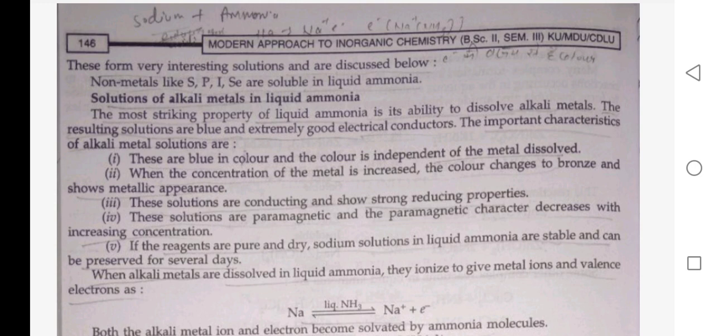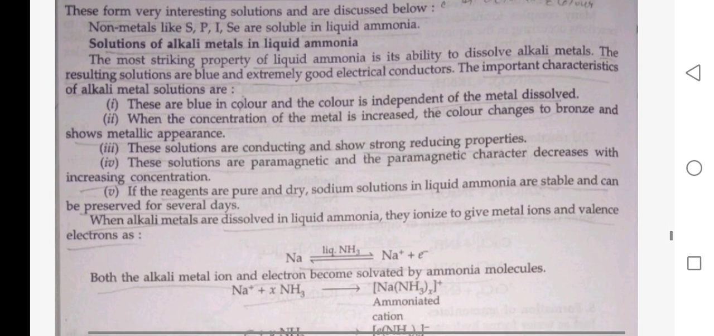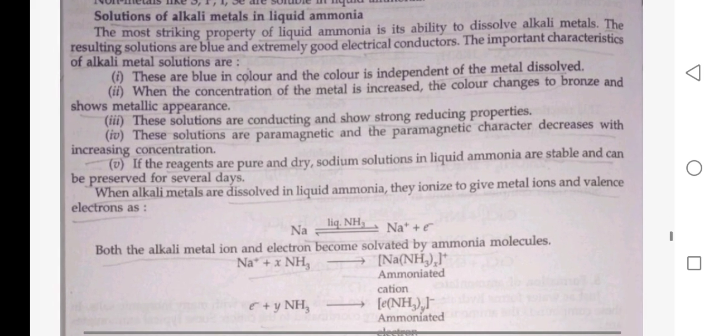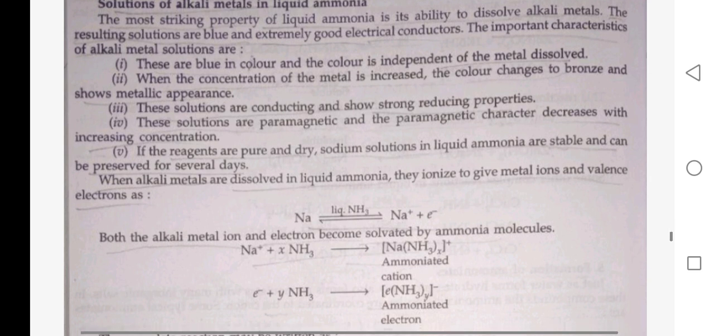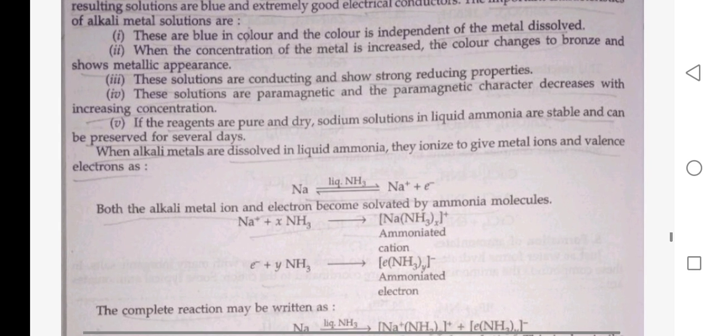Solution of an alkali metal in liquid ammonia. The most distinctive property of liquid ammonia is its ability to dissolve alkali metals. The resulting solutions are blue and extremely good electrical conductors. The important characteristics of alkali metal solutions are: these are blue in color, and the color is independent of the metal dissolved. When the concentration of the metal is increased, the color changes to bronze and shows a metallic appearance.